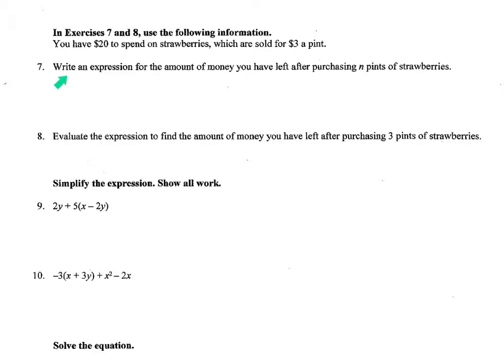So number 7, I want you to write an expression for the amount of money you have left after purchasing n pints of strawberries. So remember, an expression is something that would be like x plus 2. Okay, there's no equal sign. So you need to write something that has to do with, you've got n pints, which we're not sure about. You got to remember, you have $20 to spend. They're $3 a pint. Write an algebraic expression here.